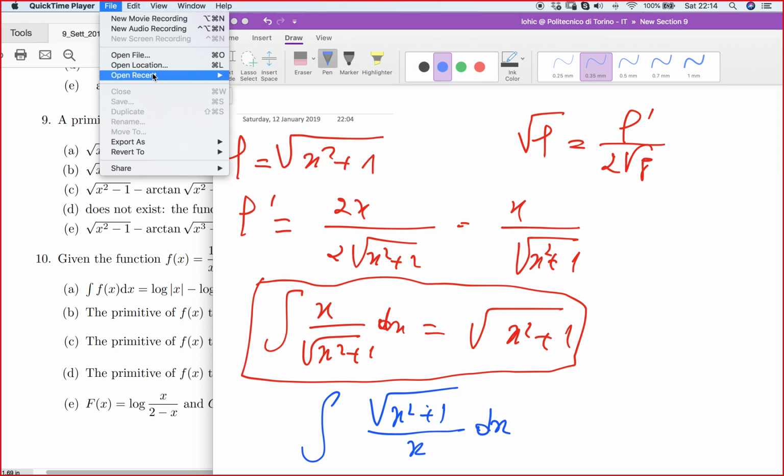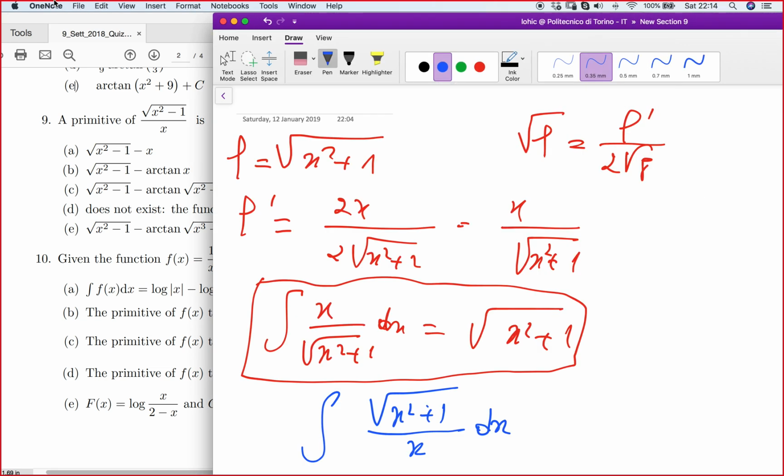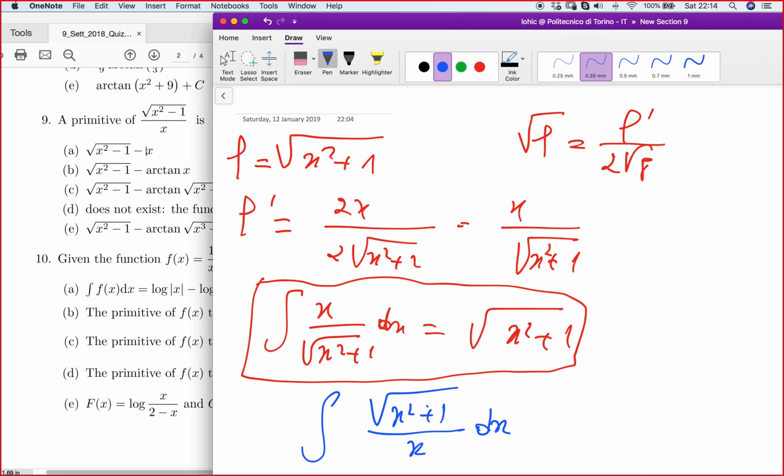Okay, so we start this new recording by considering now the MCQ, let's say the MCQ number 9. Here the function we want to integrate is the following. And I just want to remind that, let me clean the board first.